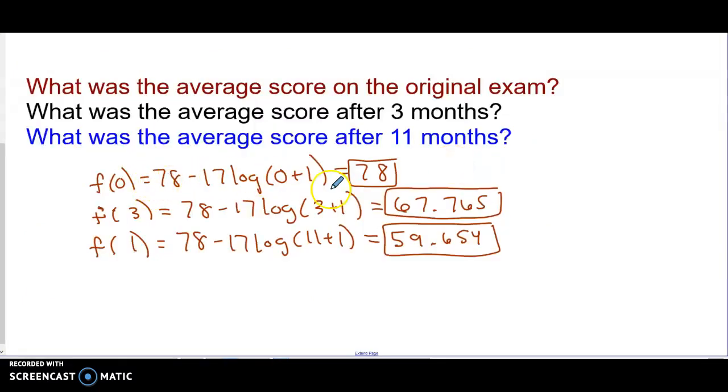The average score on the original exam was a 78. After 3 months, it was a 67.765.